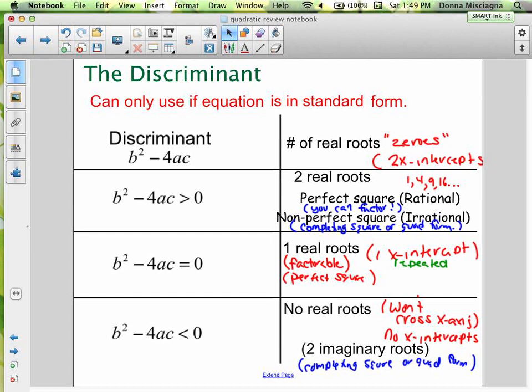If b squared minus 4ac is less than 0, you have no real roots, it won't cross the x-axis, you have no x-intercepts, but you do have two imaginary roots, and you do have to use completing the square or the quadratic formula. Okay? So if your discriminant is a perfect square or 0, you can solve by factoring. If your discriminant is greater than 0 and not a perfect square, or less than 0, you have to use completing the square or the quadratic formula. All right, so let's take a look at a few examples.